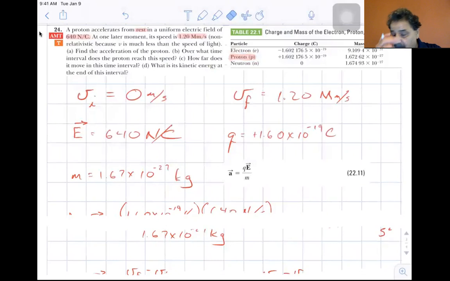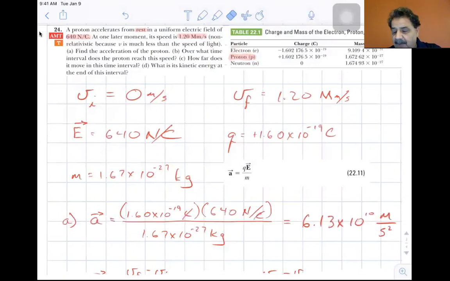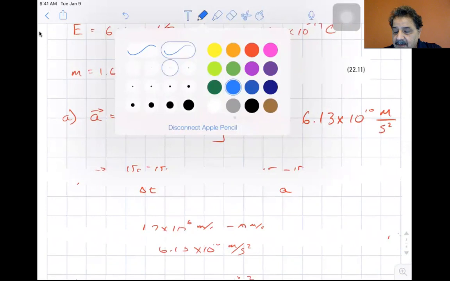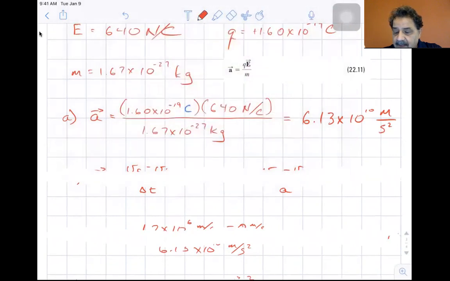Now, we just learned from the last equation on the previous slide that the acceleration is equal to QE divided by m. That's equation 22.1 in your text. So we're just going to apply this equation. The acceleration is the Q, which is 1.6 times 10 to the minus 19 coulombs. I've already got the coulombs scratched out. I probably shouldn't do that. Whoops. Let's change it back to red.